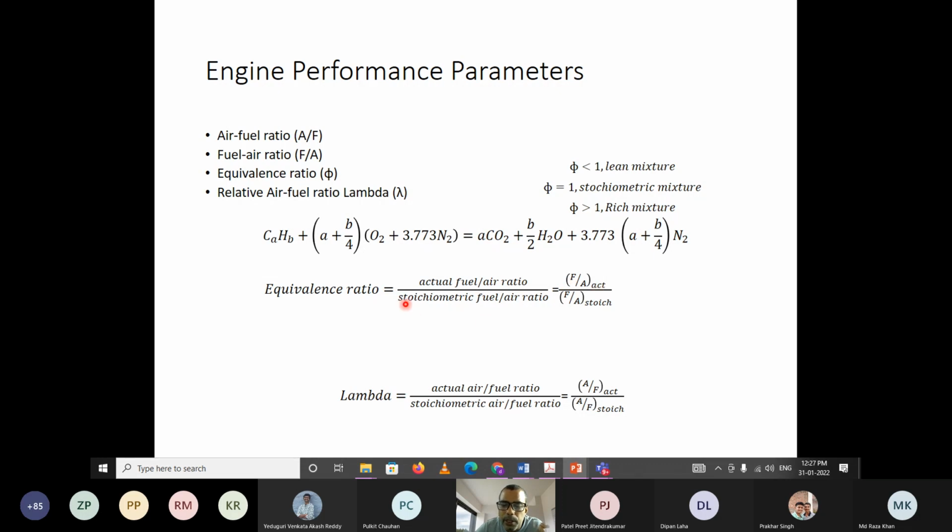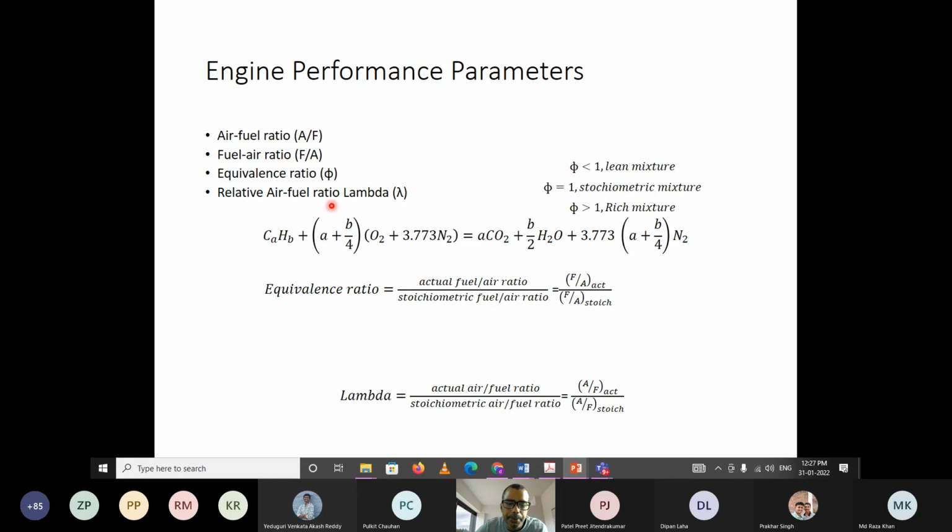And for a given fuel, we need to find out the stoichiometric air fuel ratio, so fuel by air stoichiometric. The ratio of the actual fuel by air ratio to the stoichiometric fuel by air ratio is called equivalence ratio, which is defined by phi.